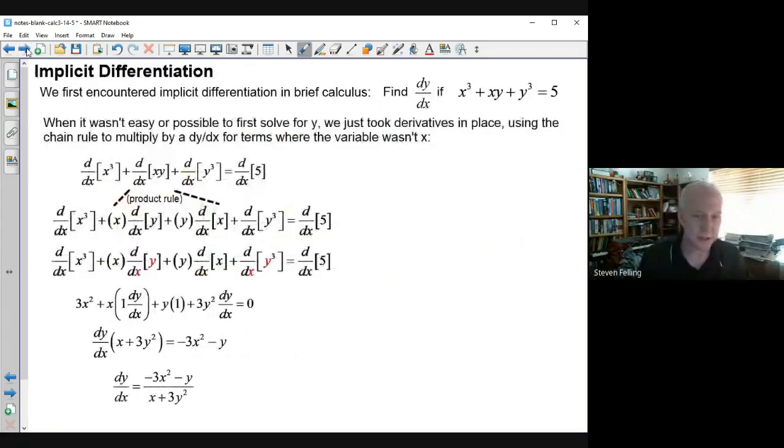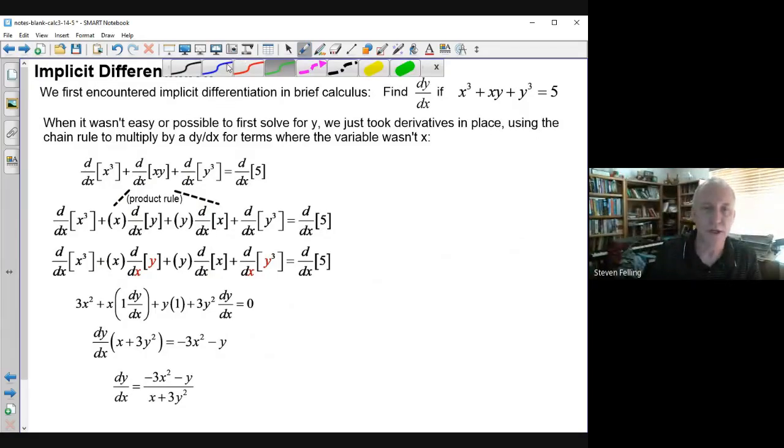The second idea is implicit differentiation, which we also have seen back in brief calculus and beyond there in Calc 1-2, it's covered as well. And so the idea is if you want to find, say, dy/dx, and you have a function that relates x's and y's, right? But you don't want to have to pre-solve this for y first. It's either difficult or impossible to solve.